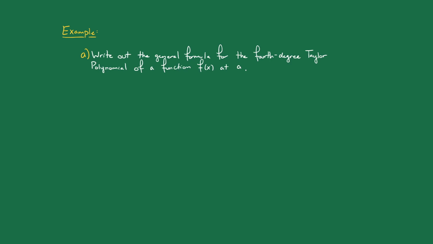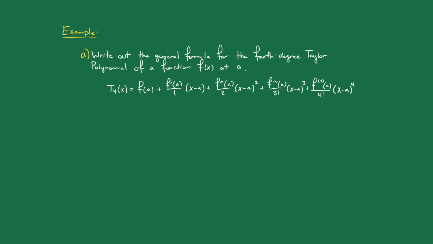Let's try a slightly different example. First, let's write out a general formula for the fourth degree Taylor polynomial of a function f of x at a. This problem isn't meant to be tricky. We can just write down the first 5 terms of the Taylor series to get T sub 4 of x is equal to f of a plus f prime of a over 1 times x minus a, and you keep going until you get to the fourth derivative of f at a divided by 4 factorial times x minus a to the fourth. So that wasn't so hard.